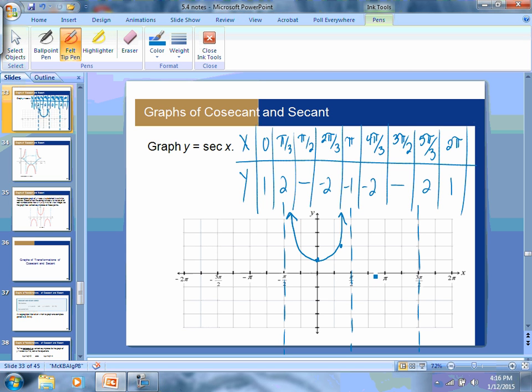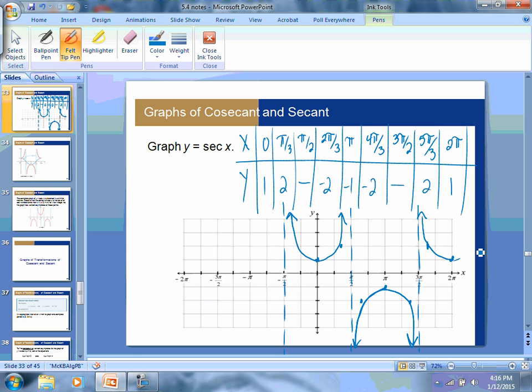And then at 2 pi over 3, that's going to be at negative 2, pi is going to be at negative 1, okay, so negative 2, and then another negative 2 at 4 pi over 3. So I'm going to have another little parabola that opens down here, and then after my asymptote, I go back up to 2, and then to 1, and then I would keep going, okay, that little swoop would keep going, but I'm running out of graph there.